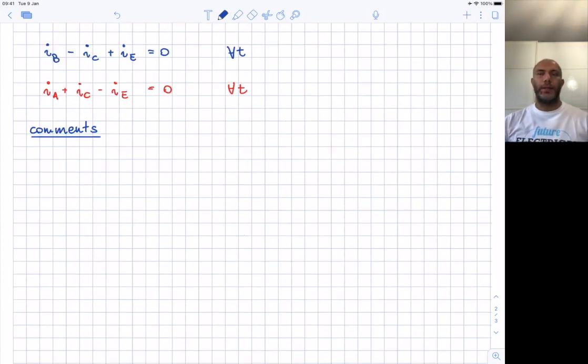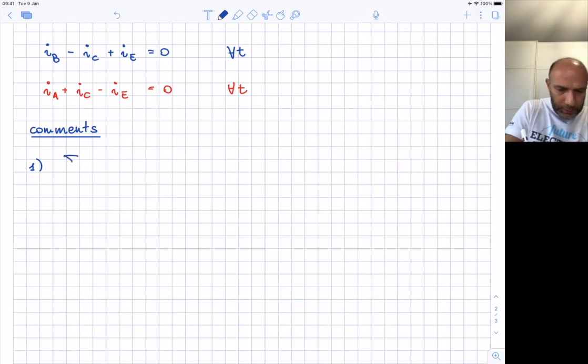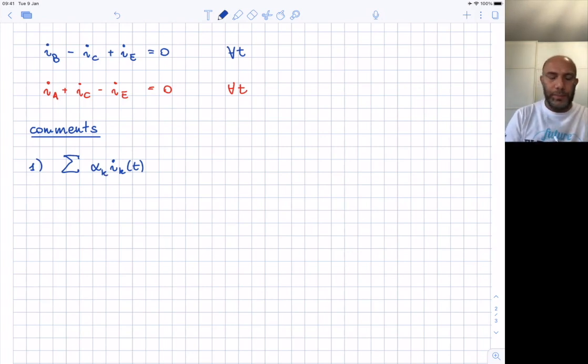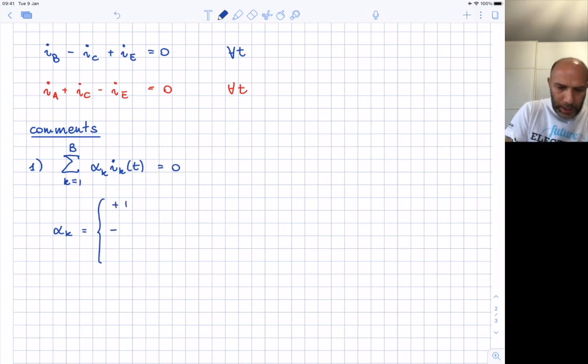Let's make some comments regarding Kirchhoff's current law. First of all, we may write in short that Kirchhoff's current law is the sum of the currents ik with a specific coefficient, let's call this coefficient alpha, with the subscript k that goes from 1 to the number of branches, and this sum is 0, where the coefficient alpha can be +1, -1, or 0, according to the fact that the current is flowing through the surface according to the direction of the unit vector.